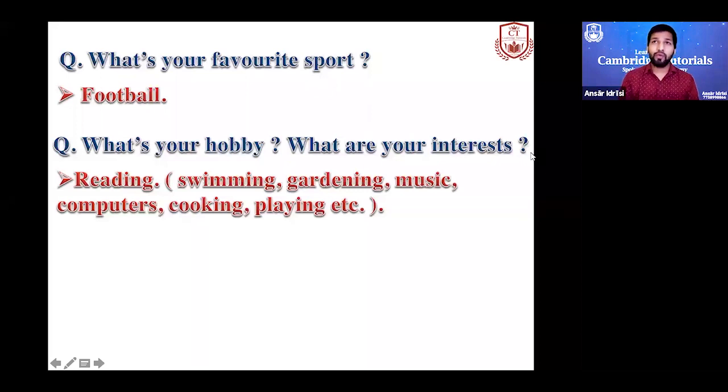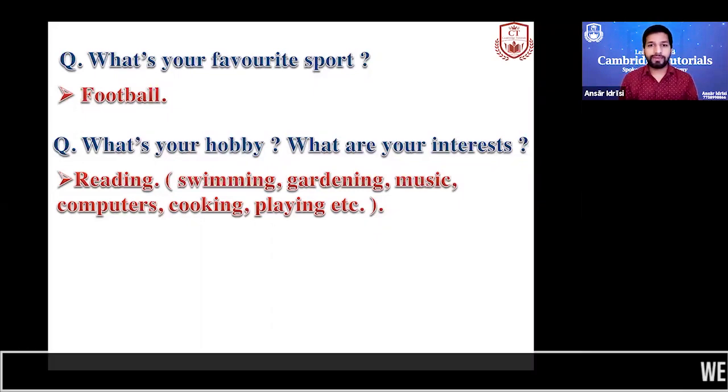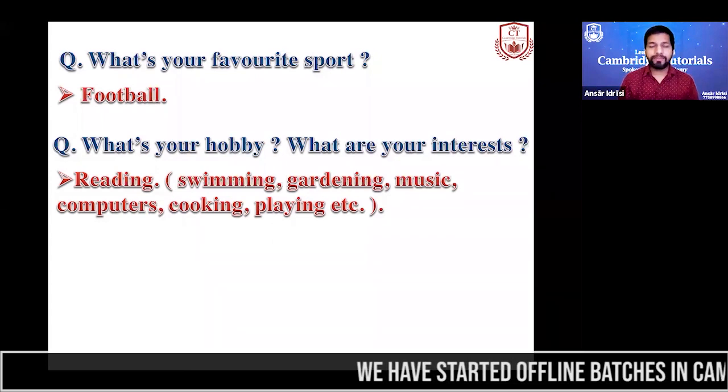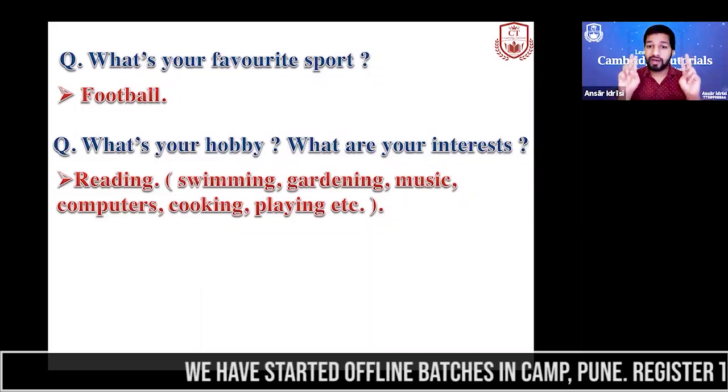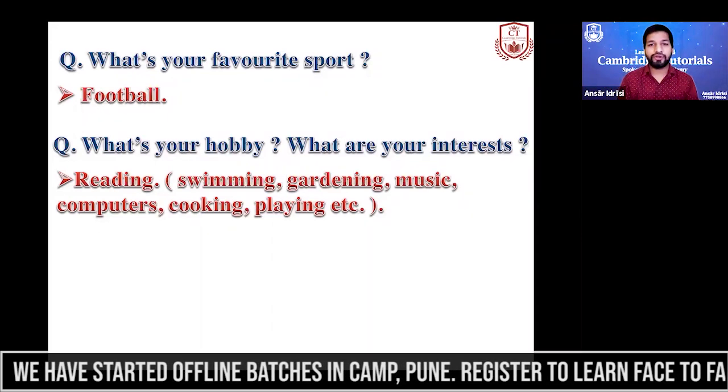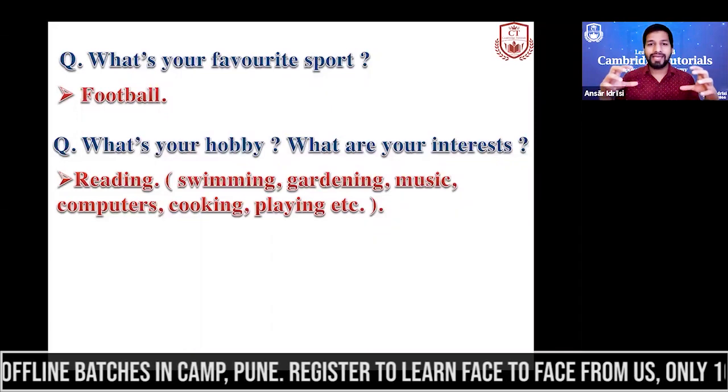You can say, what's your favorite color? What's your favorite place? Who's your favorite player? Who's your favorite actor? What's your ambition? Or who's your ideal person? Who is your best personality? What are your likes? There are several other questions you can ask the person, and the person will answer you and the conversation will get extended.